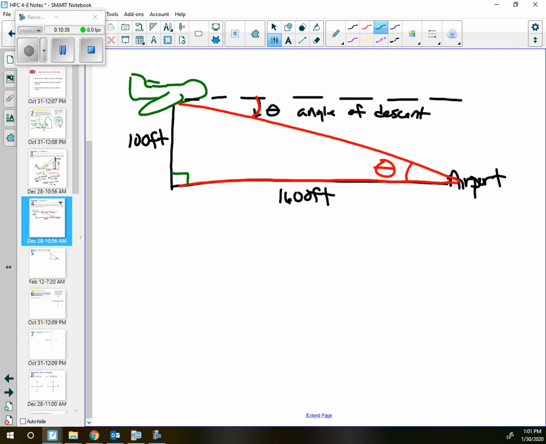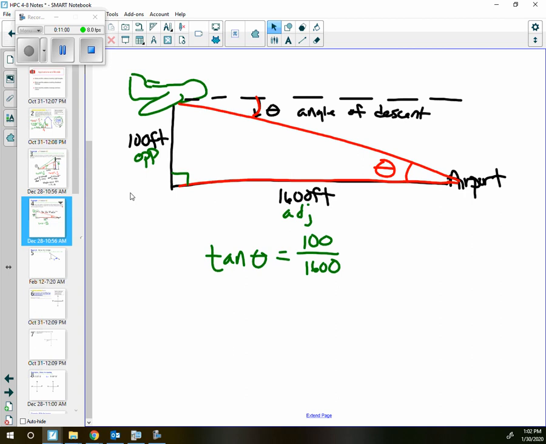So let's see what we know. We know the opposite side, and we know the adjacent side. And what we'd be trying to find here is that angle measurement. So let's see if we can do that. So tangent of the angle, so opposite over adjacent, would be equal to 100 over 1600. Okay, well, we haven't really addressed this for a while, but we're trying to solve for the angle measurement, right? We want to know what theta is. What is that angle of descent?